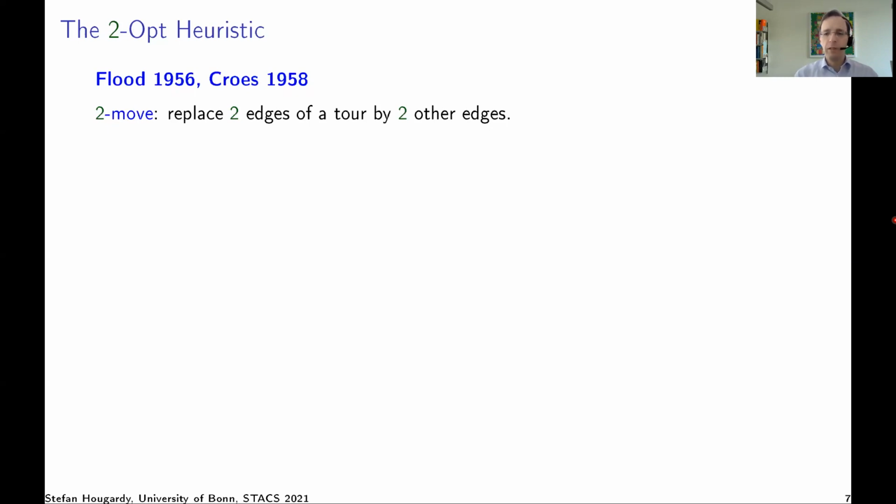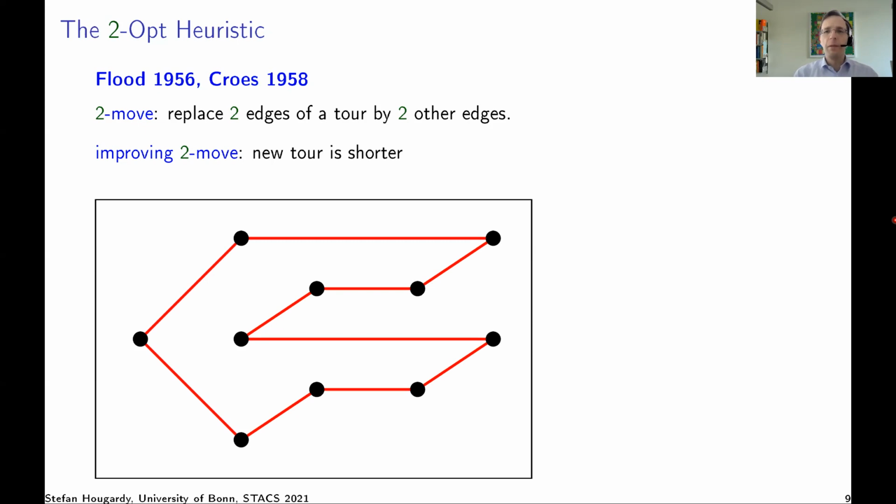So why should we do this? The idea, of course, is we want to get a shorter tour. So we call a two-move an improving two-move if indeed this operation yields a shorter tour. Here we see a simple example. Here we see a tour. Now we can choose, for example, these two green edges, remove them and replace them by these blue edges. This way we get a shorter tour.